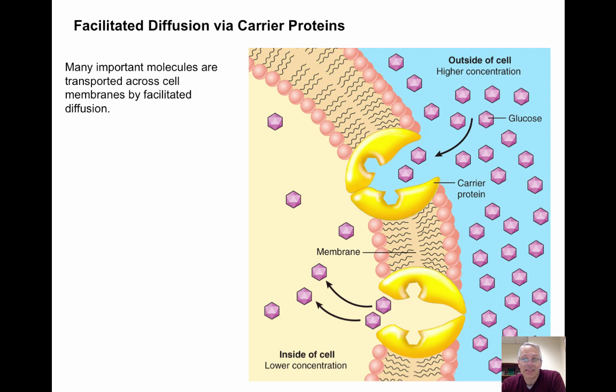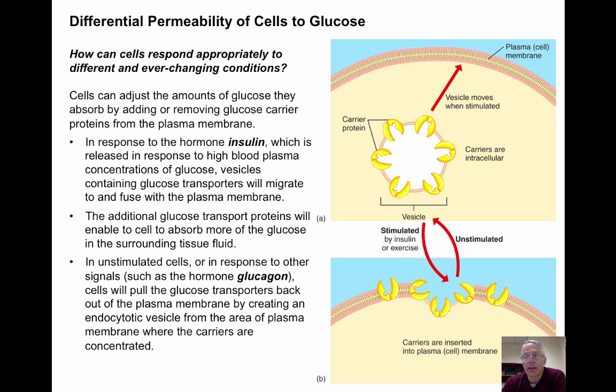When a process like this takes place, like we see in the diagram here, without the expenditure of any energy, then we would call that facilitated diffusion. Molecules move from an area of higher concentration to an area of lower concentration. There are lots of carrier proteins that do this type of facilitated diffusion, and there are also carrier proteins that do other types of transport, and we're going to talk about that in a minute.